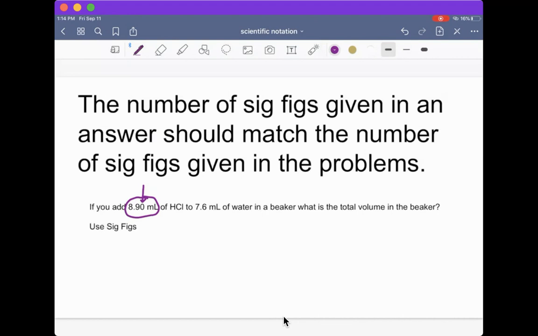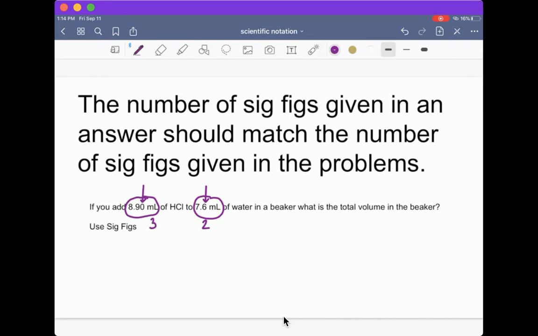I look at my next value, we have 7.6, okay? It only has 2 sig figs, and I know that 6 is an estimated value. So we have 3 sig figs and 2 sig figs. We're always going to report and make our answer match the number with the least sig figs. So 2 is smaller than 3, so my end answer will have 2 significant digits.